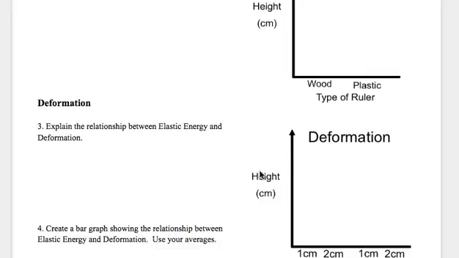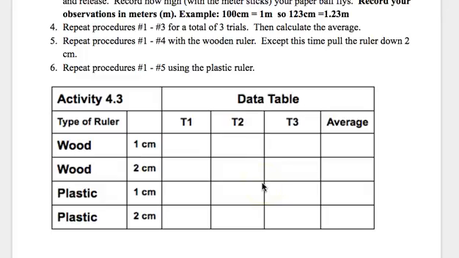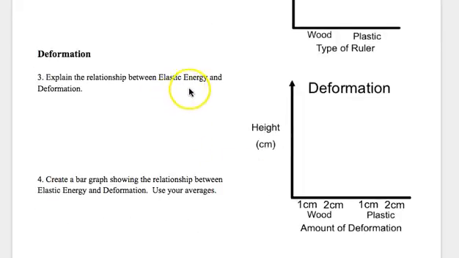Now that you've had a chance to work on those, the second part of the back side is you're going to explain the relationship between elastic energy and deformation. So once again, you have to look at the data table. You have to figure out what data helps support the idea that there is a relationship between elastic energy and deformation, and then what is that relationship? Once you have that, go ahead, create a bar graph showing the relationship between elastic energy and deformation.